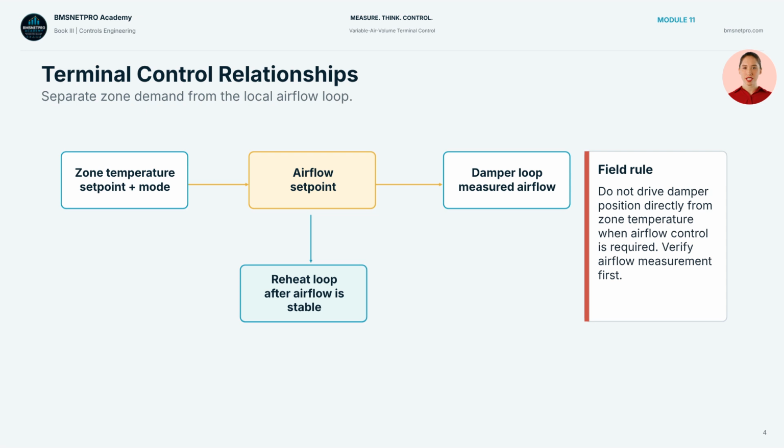This is the relationship to remember. Zone temperature, set points, and operating mode generate an airflow set point. A separate local airflow loop modulates the damper to achieve measured airflow. Reheat is coordinated after airflow is stable and after the zone is truly in heating state. This separation helps troubleshooting. A warm zone may need more airflow, but the damper loop and duct pressure determine whether the box can actually deliver it.